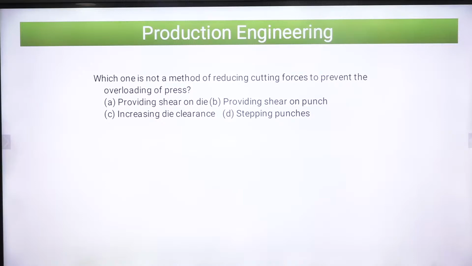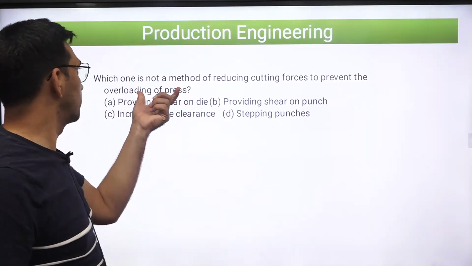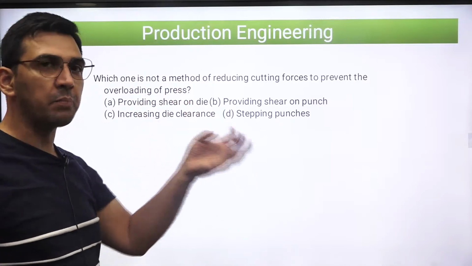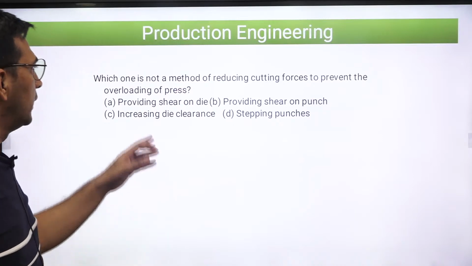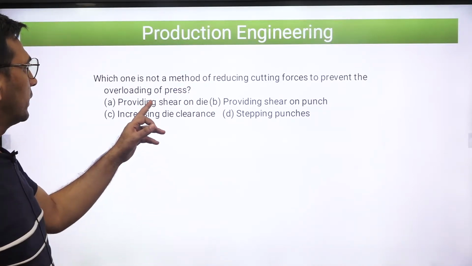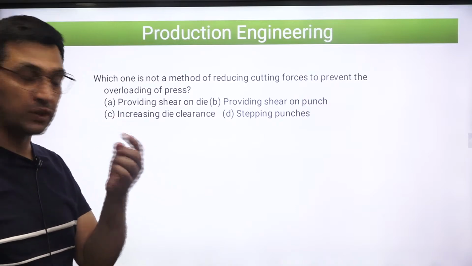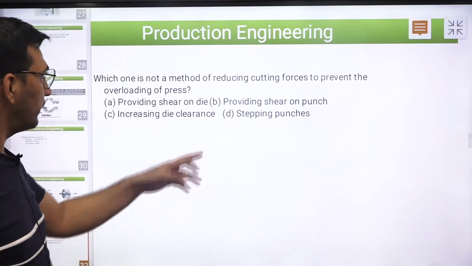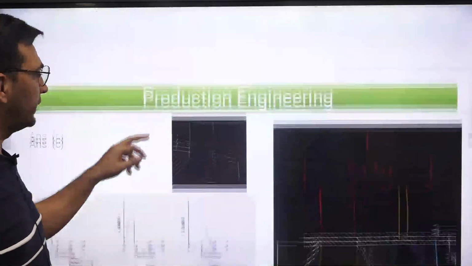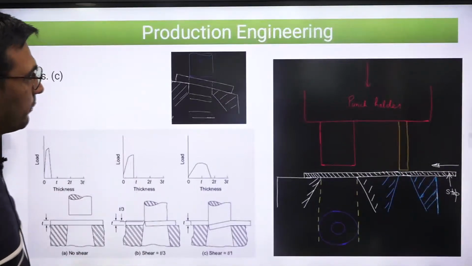Right. See, we have 2-3 methods through which we can reduce the force. Press, either we are blanking, punching, or other similar operations we can use of that machine. So I have 2-3, particularly in cutting operation. For example, when we go for blanking or punching operation, I have 2-3 methods. So either I can provide shear on the punch, or I can provide shear on the die, or I can stagger the punches.